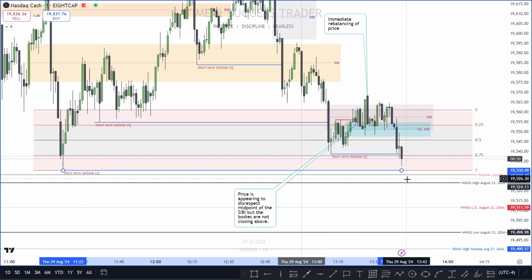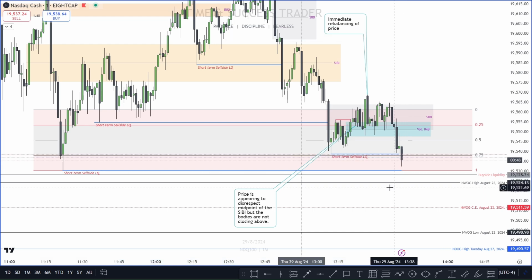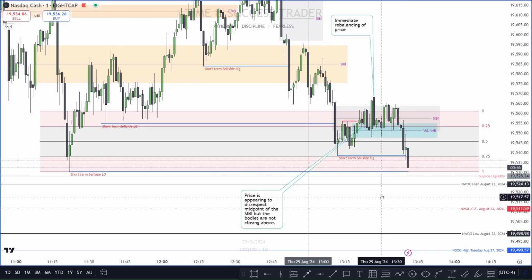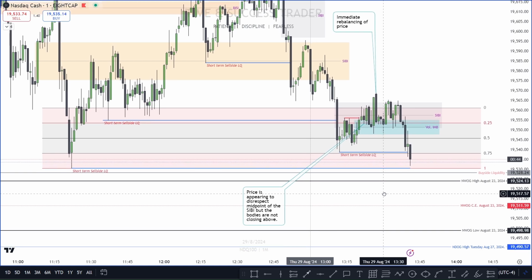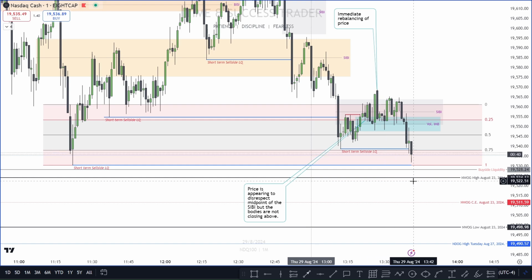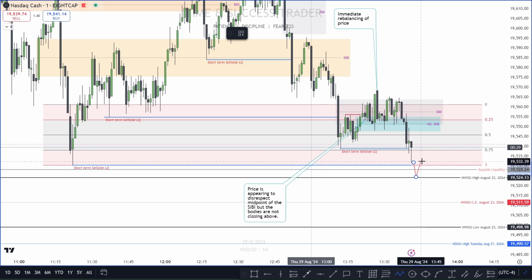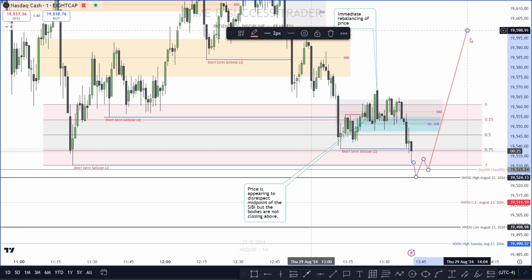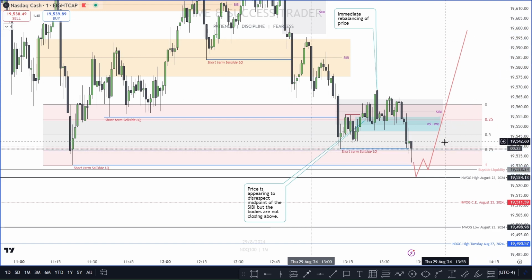Might as well price take here as well, and at least tap into this area. Some sort of gap here, and then look to trade to the upside.